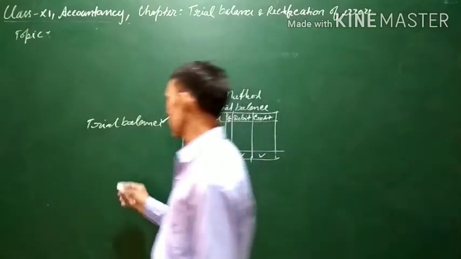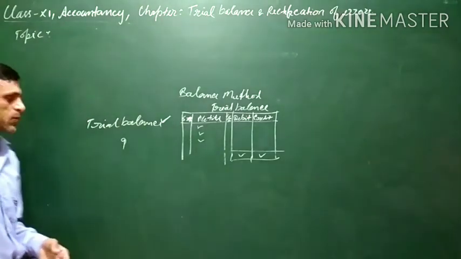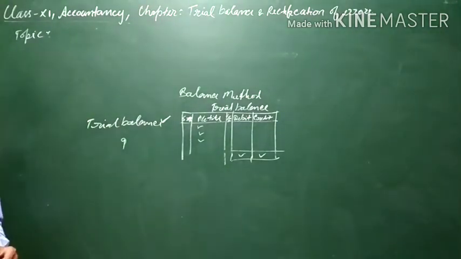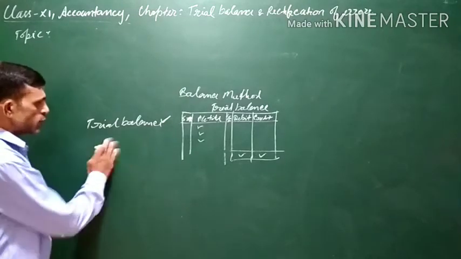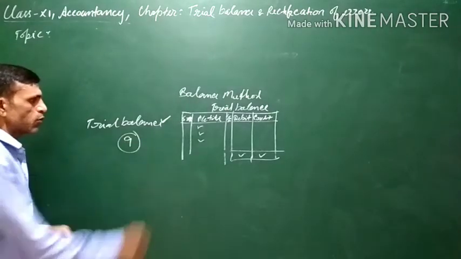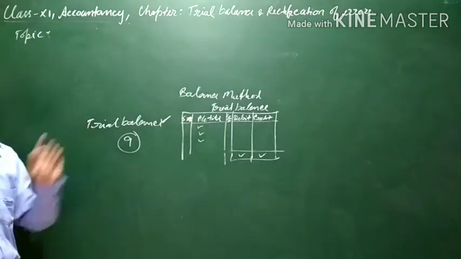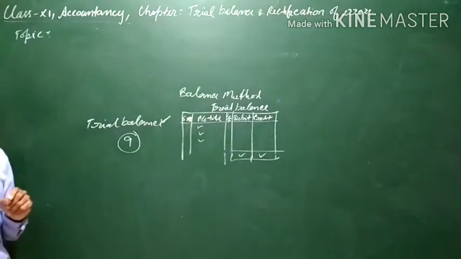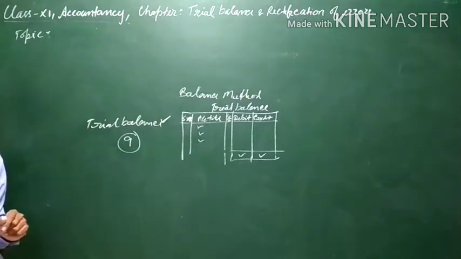Moreover, suppose the difference in the trial balance is 9, assuming that the difference is rupees 9. Sometimes it is also possible that because of transposition of figures, the amount of the difference between the debit and the credit side of the trial balance is divisible by 9. If it is divisible by 9, then we have to see that sometimes it may happen because of transposition of figures.